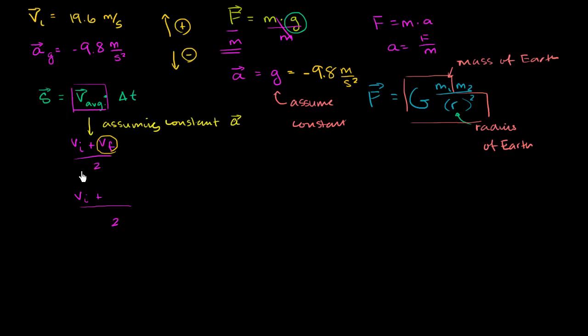And what is final velocity? Well, the final velocity, I'll do it in that same yellow color. The final velocity is going to be your initial velocity plus your acceleration times change in time. Right? If you're starting at 10 meters per second and you accelerate at 1 meter per second squared, then after a second you'll be going 1 meter per second faster than that. So this right here is your final velocity.